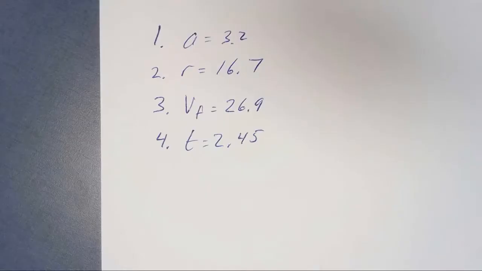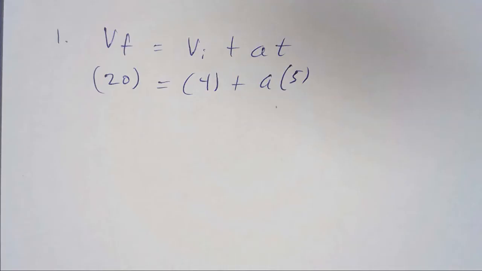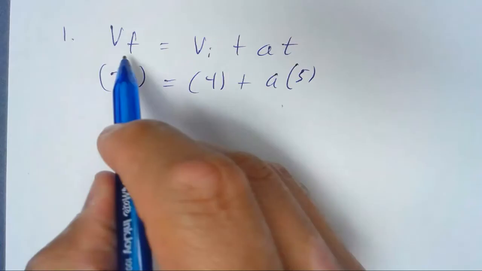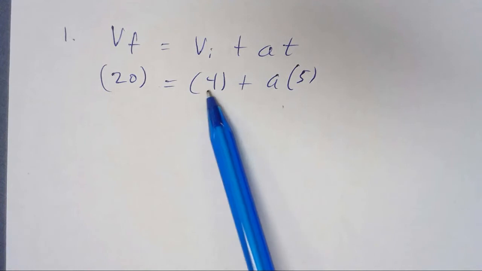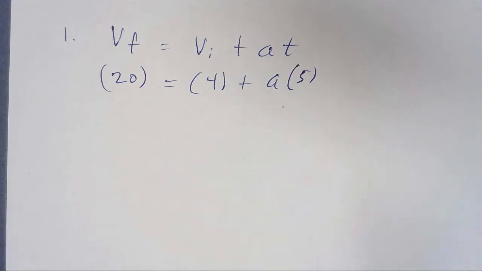Before I show you how to do these, here are the correct answers, just so you can check your work to see if you got them right or not. All right, here be number 1. We had VF equals VI plus AT. VF was 20, VI was 4, and T was 5. So that's where the numbers should have been substituted.